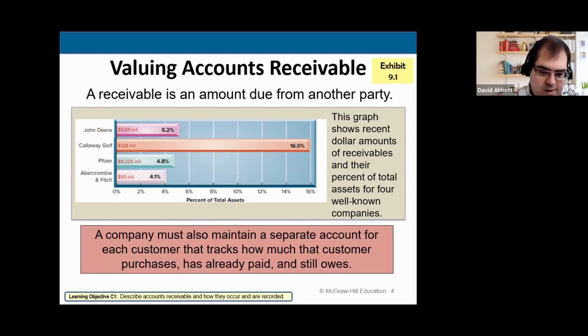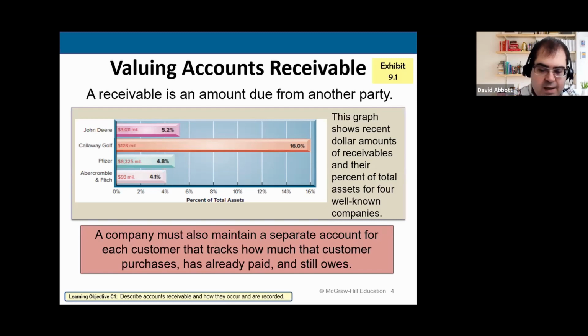Other receivables include interest receivable, rent receivable, tax refund receivable, and receivables from employees. Accounts receivables are amounts due from customers for credit sales. The graph on this slide shows recent dollar amounts of receivables and their percentage of the total assets of well-known companies. Credit sales are recorded by increasing, or debiting, the accounts receivable.